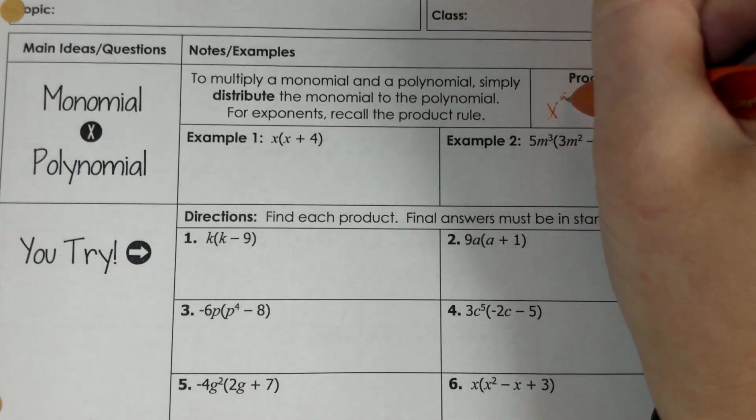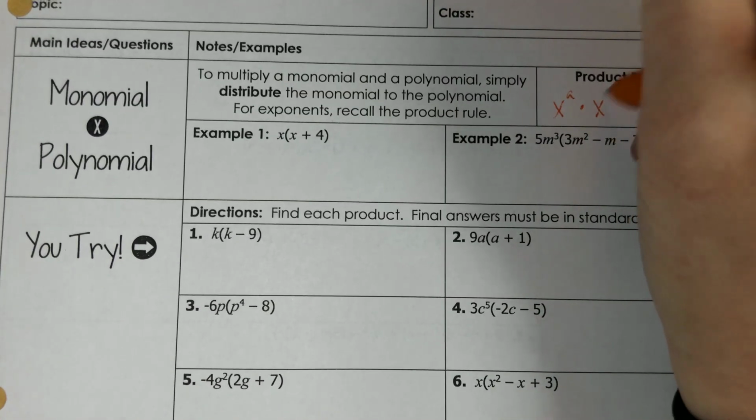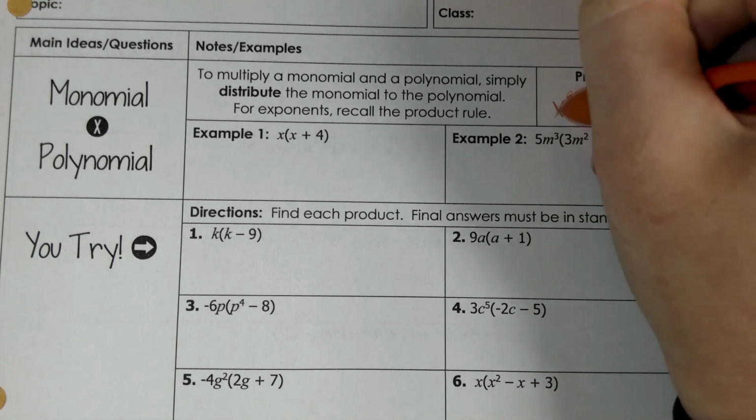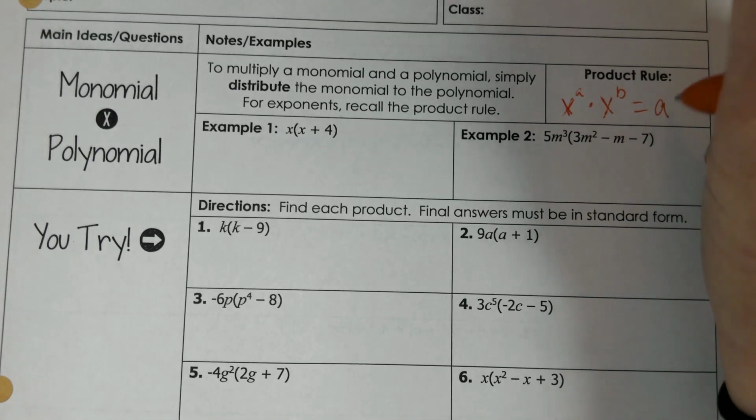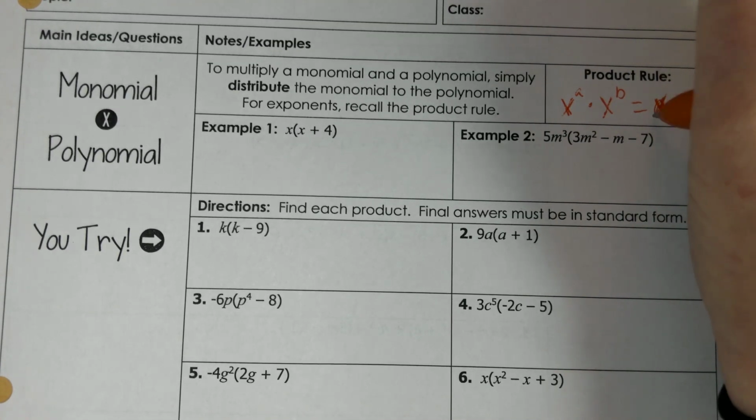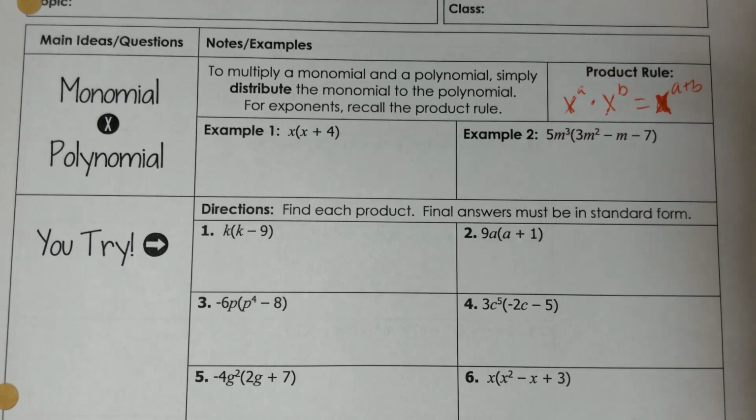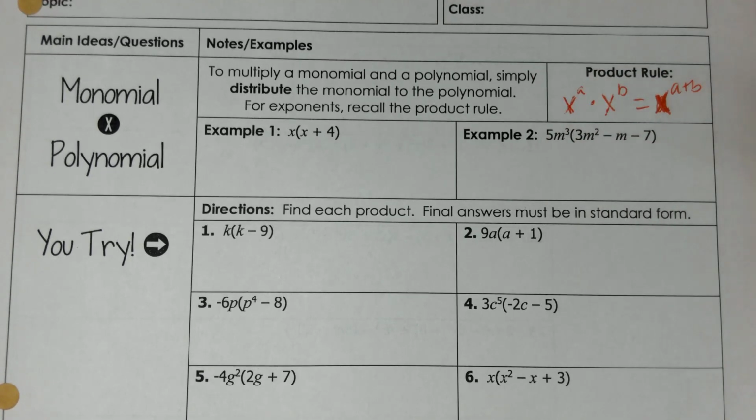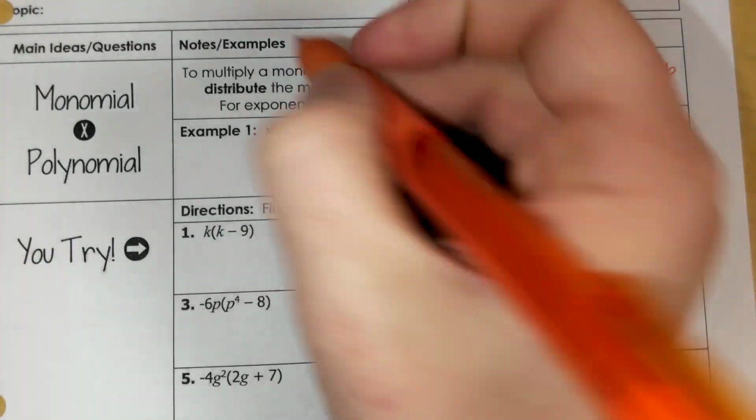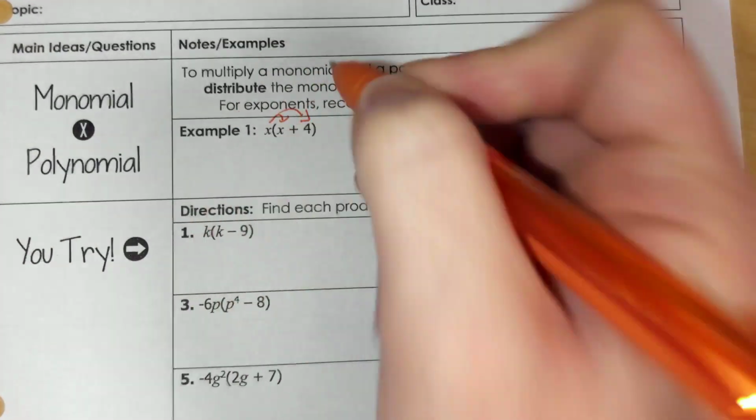So remember that when you have a variable with an exponent and you're multiplying it by another, you're going to add those exponents. Okay, so the product rule says that when we're multiplying monomials or multiplying polynomial terms together, we're going to add exponents.